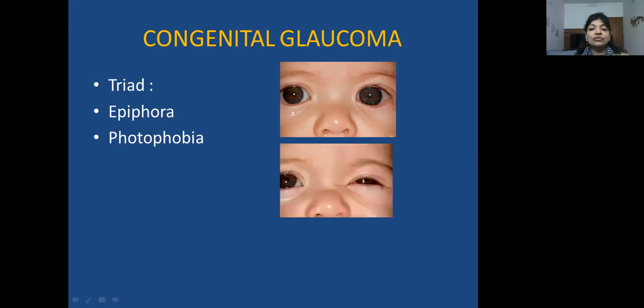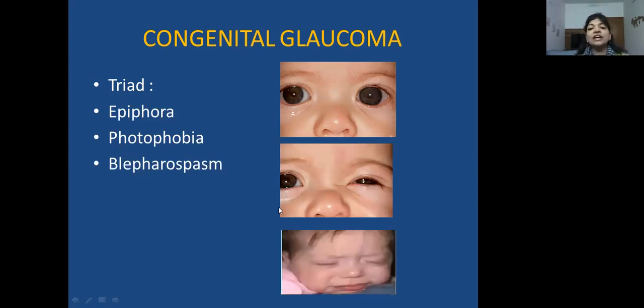Or they can have photophobia. Look at the same baby, when a light is shown into the eye, see the way he's squeezing his eyes because he's not able to tolerate the light. Or the child could have blepharospasm, where they come into your OP and the baby is refusing to open the eyes because it's in a light atmosphere.